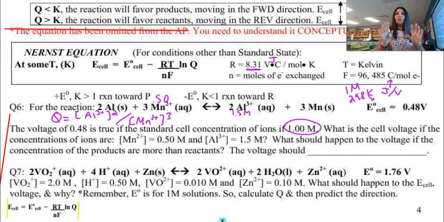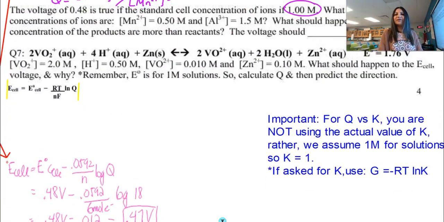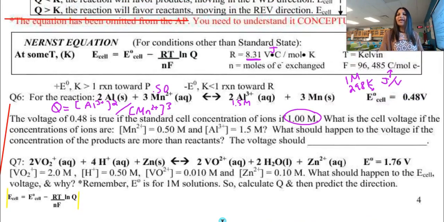So again, this is really important. I kind of wrote a little bit of a side note down here, and I said for Q versus K, you're not using the actual value of K. Rather, we're going to assume 1 molar concentrations for the solutions, and so K is equal to 1. So you're not actually comparing it to a K value that's not equal to 1. So I wanted to make sure that I explained that, because products over reactants would be 1, in this case, 1 squared over 1 cubed, which is just going to be equal to 1. So we want to actually compare it to 1.